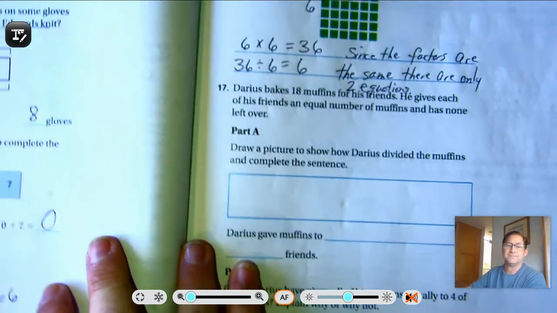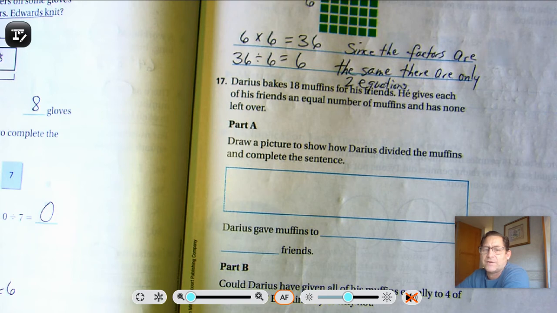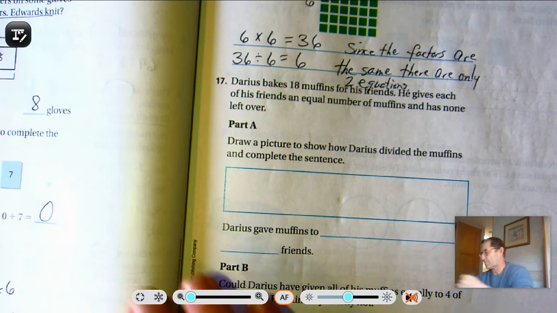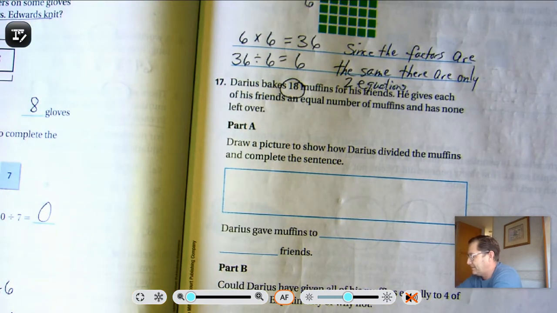17. Darius bakes 18 muffins for his friends. He gives each of his friends an equal number of muffins and has none left over. Draw a picture to show how Darius divided the muffins and complete the sentence. Bakes 18 muffins for his friends. He gives each of his friends an equal number of muffins. Draw a picture to show how he divided the muffins.